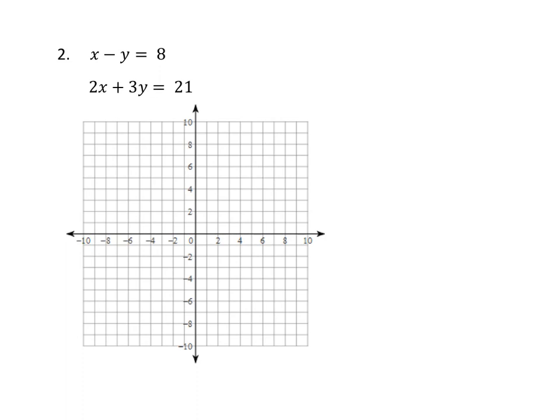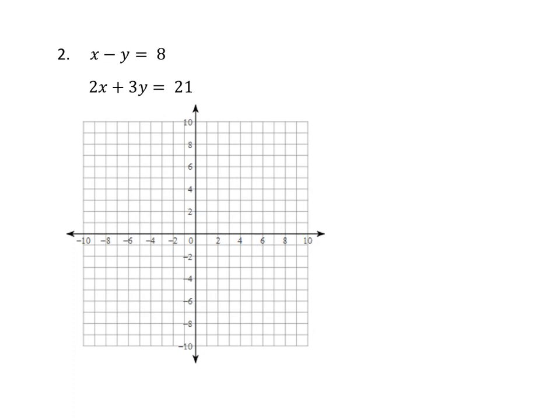So there's actually two different ways that we can graph these equations together. One of the ways is to use the x and y intercepts, and the other way is to use the slope-intercept form of the linear equation. I think with this particular problem, it may be easier to just use the x and y intercepts, but we'll do it both ways.